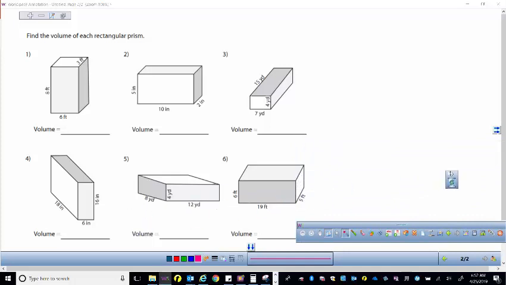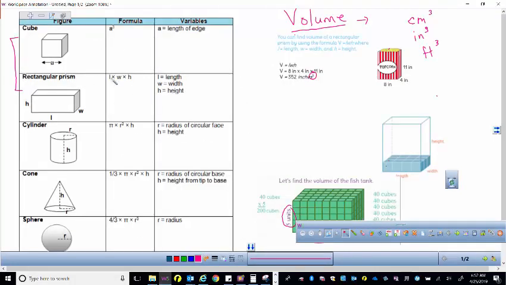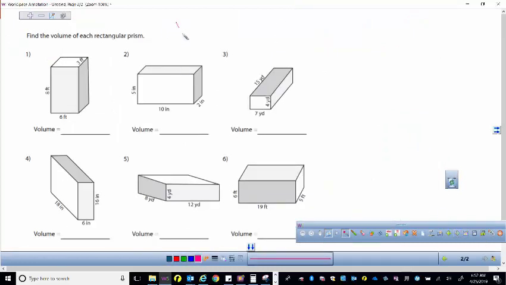So if we have a rectangular prism, and if I go back to my formula sheet, it's length times width times height. And when you're multiplying, you can multiply in any order. So length, width, height. So that is our formula. So I'm going to go back and write that down. So volume, V, equals length times width times height. Or sometimes we just write it LWH, and that means we're going to multiply all of them.